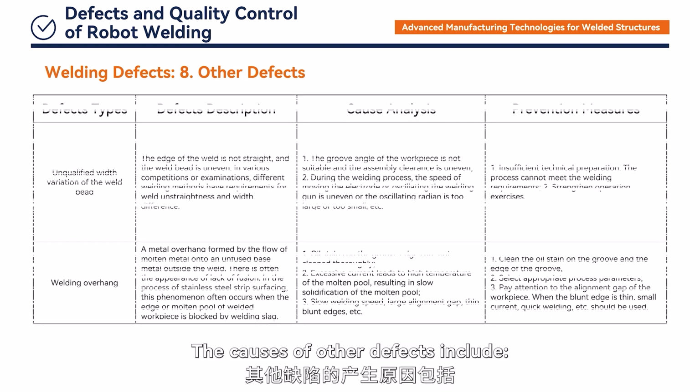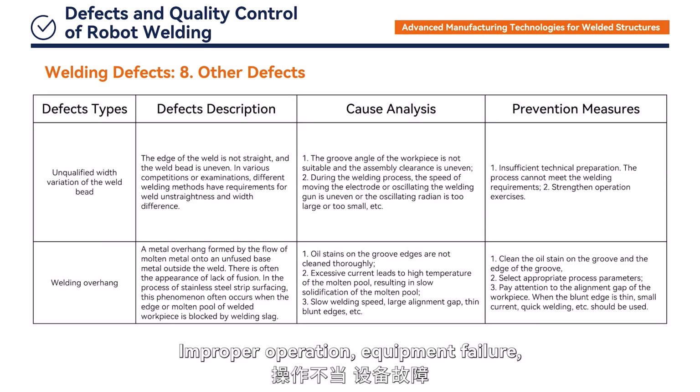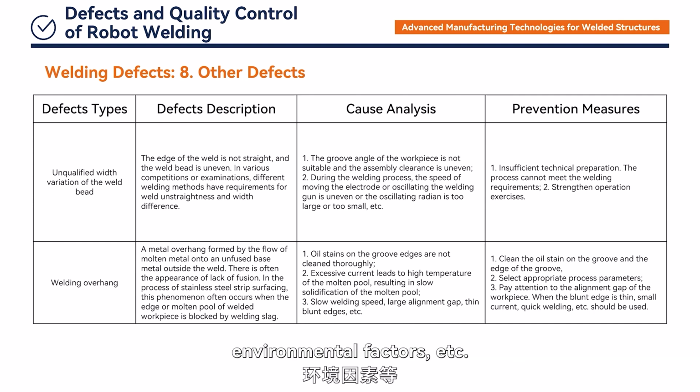The causes of other defects include improper operation, equipment failure, environmental factors, etc. Solutions include standardize operating procedures, regularly maintain equipment, control welding environment, etc.